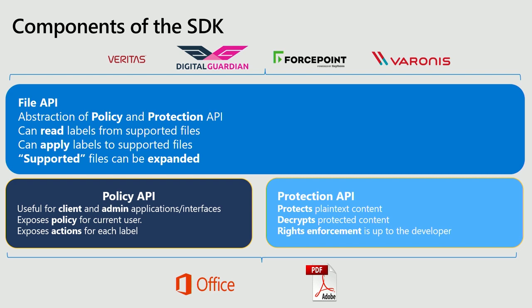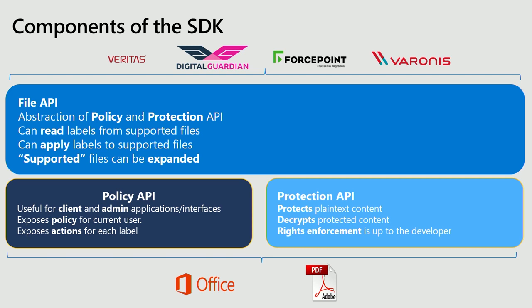And finally is the file API. This is what we find most of our customer developers use. Our partners will use the policy and protection API because they're writing a lot of applications like the ones you see at the bottom, like Office or Adobe or Microsoft Edge. And then up at the top, we've got the file API, which is used by our customers primarily, and then some of the partners you see at the top.